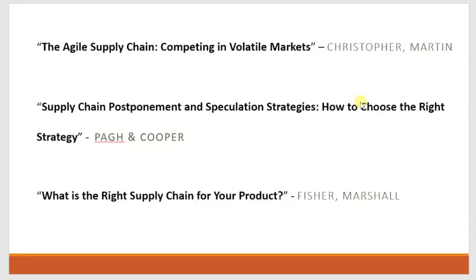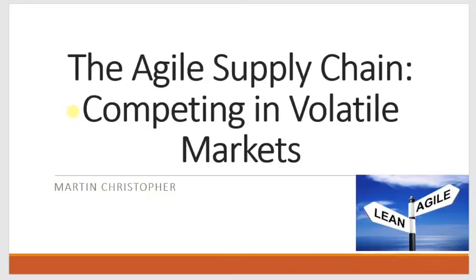In this video, we'll outline the most important content of the articles by Christopher Martin, The Agile Supply Chain, Competing in Volatile Markets, the article by Pagh and Cooper, Supply Chain Postponement and Speculation Strategies, How to Choose the Right Strategy, and Fisher-Marshall, What is the Right Supply Chain for Your Product? So first, let's start with an article by Martin Christopher.